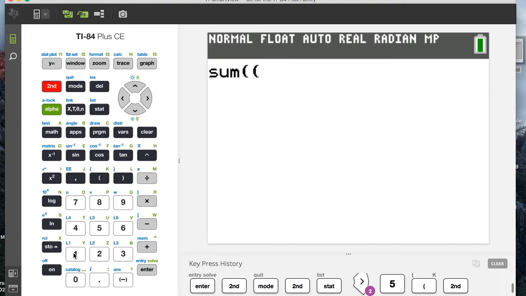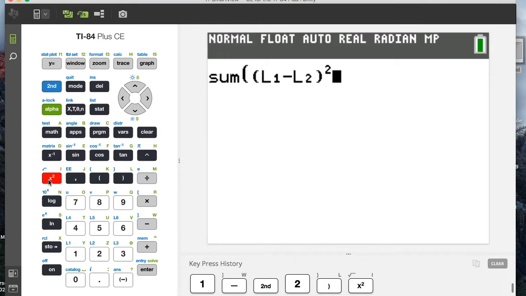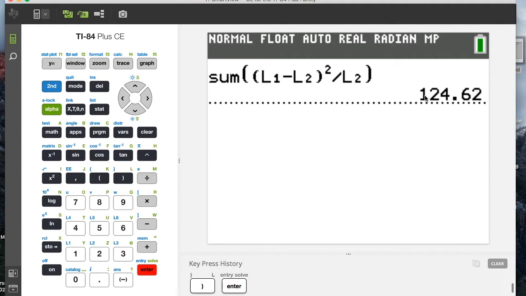parentheses, L1 minus L2, close parentheses, squared, divided by L2, close parentheses. This is doing the exact formula for the test statistic. L1 minus L2 squared divided by L2. And then the sum in front is adding all those together. So if I hit enter here, 124.62. There's our test statistic. So you want to write that down, label it as test statistic or x squared, because that's going to be needed. The next thing we have to do is take that test statistic and we need to calculate the p-value.